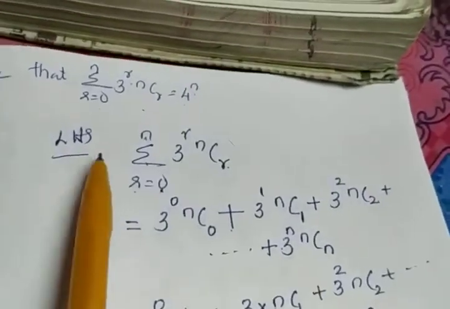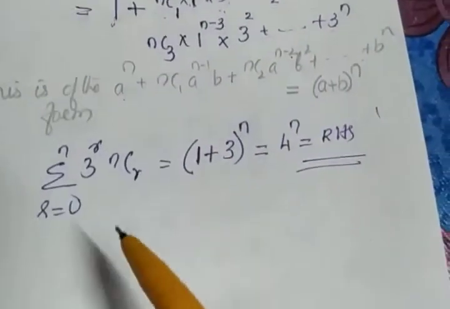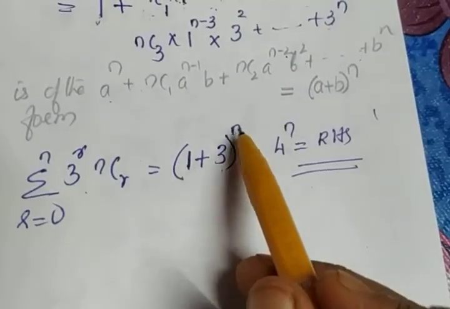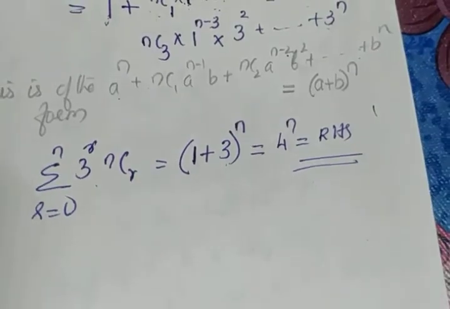Just look, our question was to prove that the summation equals 4 raised to n, and we got summation equal to 1 plus 3 raised to n, 1 plus 3 is 4, 4 raised to n, which is our RHS.